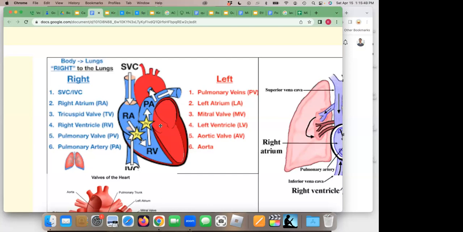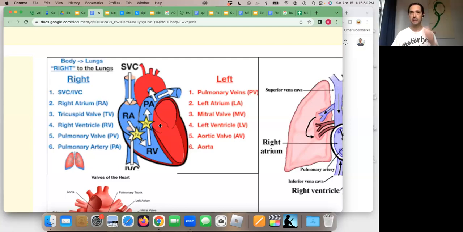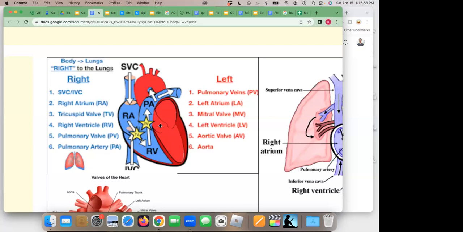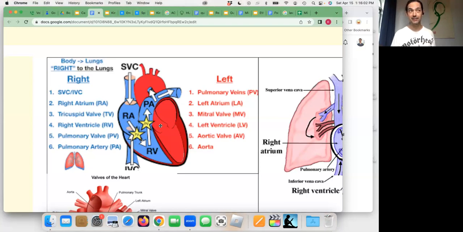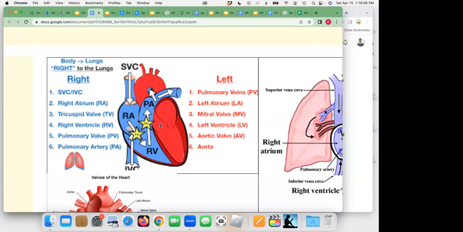Is it try to be right or is it be my Valentine? Try to be right. That's right. And which side is the bicuspid mitral valve on? Is it on the left or the right? The left. That's correct. And what's another name for the mitral valve? The bicuspid valve.